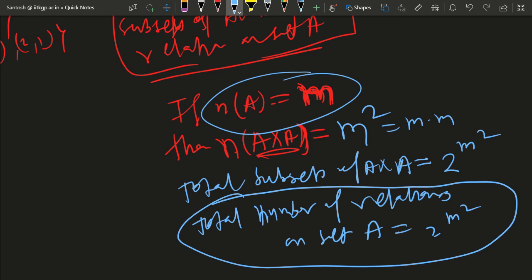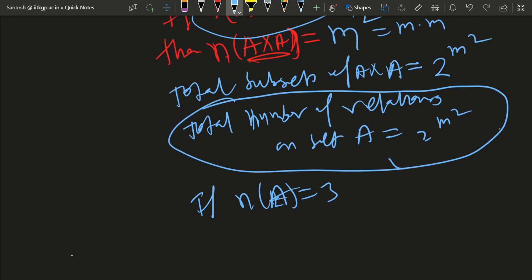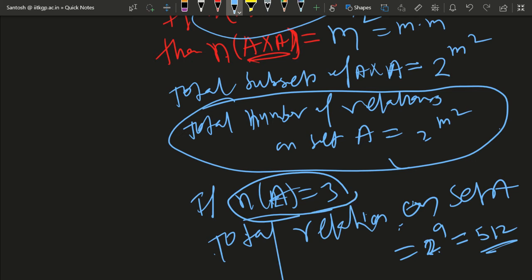So again, in the exam, if they give you, suppose set A has 3 elements, how many relations on set A can we define? You just use this formula. If the number of elements in A is 3, the total number of relations on set A is 2 raised to the power m square. m is 3 here, so 2 raised to the power 3 square, 3 square is 9, and 2 raised to the power 9 is 512. So if set A has 3 elements, then the total relations you can define on set A are 512.